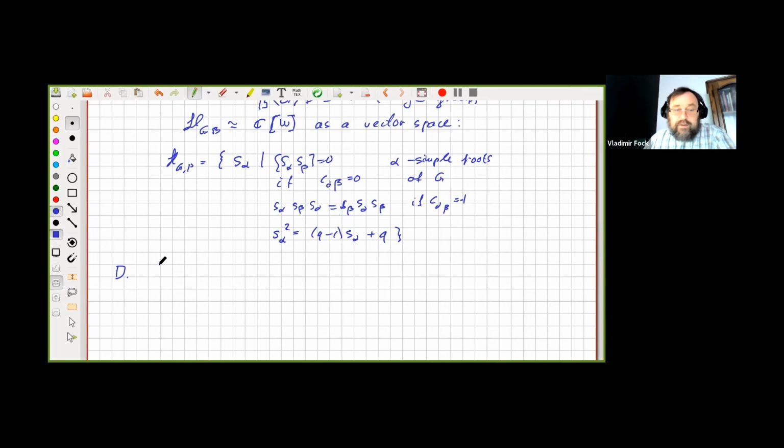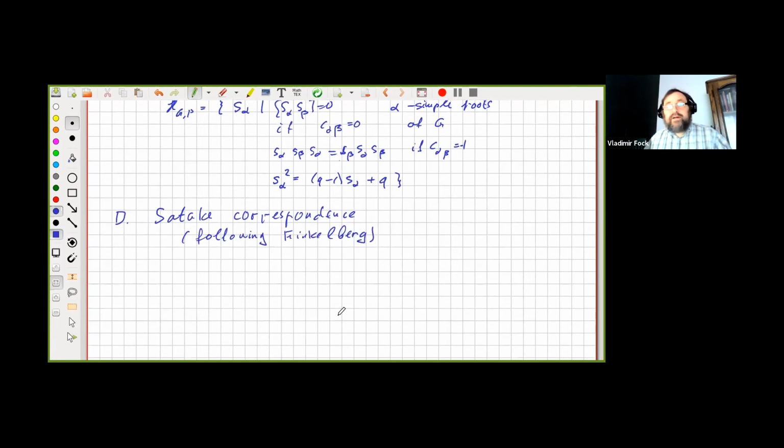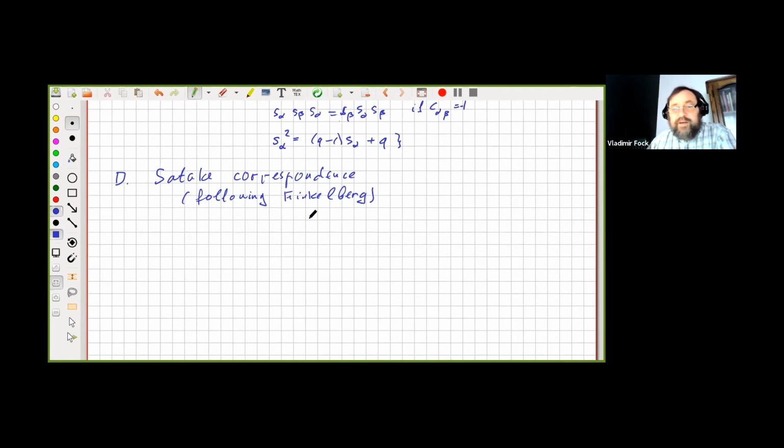Well, and finally, the one thing which is a Satake correspondence, which I learned recently from the talk of Michael Finkelberg. Which is also, well, apparently not a very complicated statement. Well, the proof is definitely not so easy. So we can consider the following two objects.